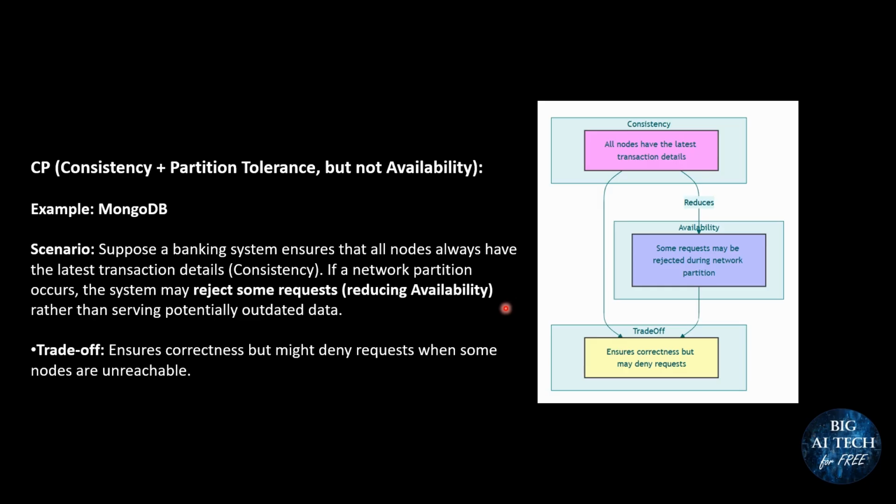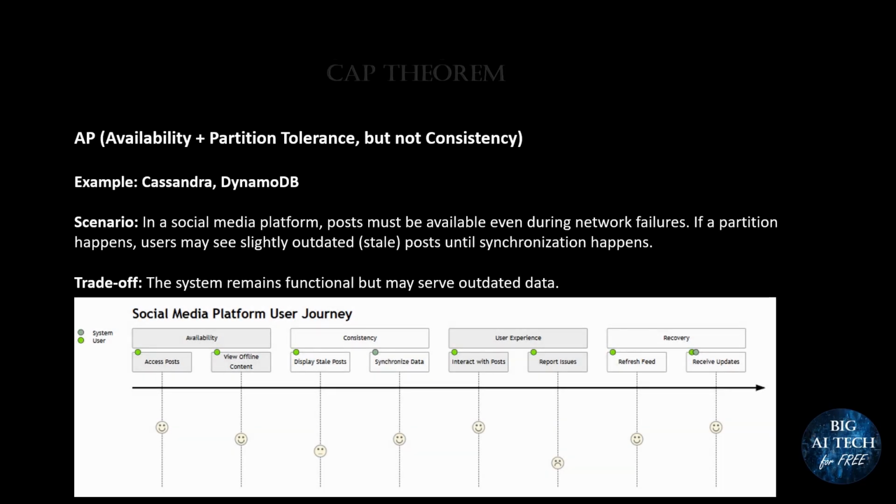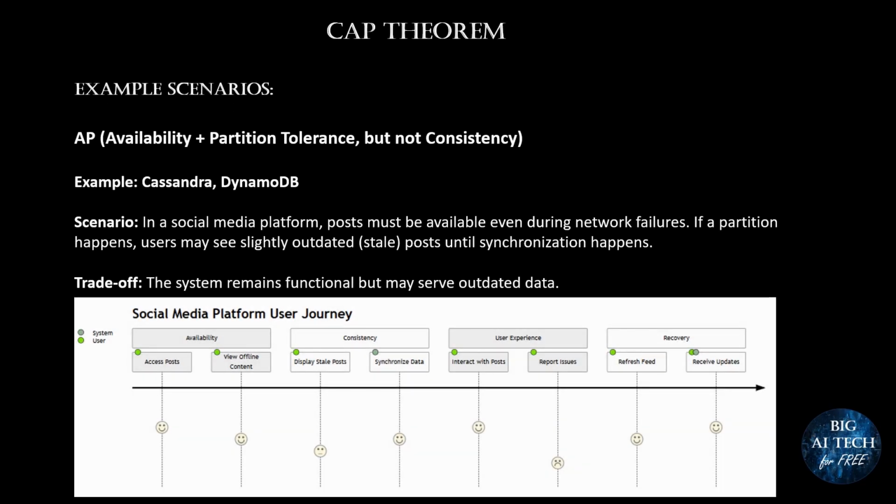Moving on, next is availability plus partition tolerance, but not consistency. For example, take social media platforms. Posts must be available even during network failures. Even if a network failure happens, I'm okay even if I'm seeing 1 hour old posts. Users may see slightly outdated, stale posts until synchronization happens. So the trade-off is the system remains functional but may serve slightly outdated data. So this is an example of availability plus partition tolerance.